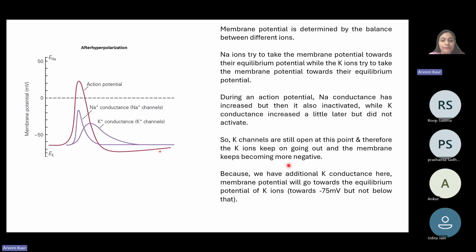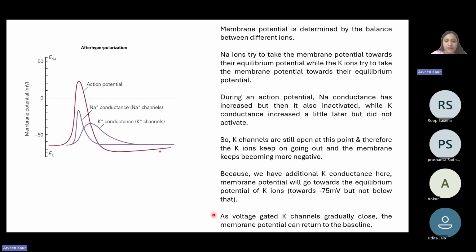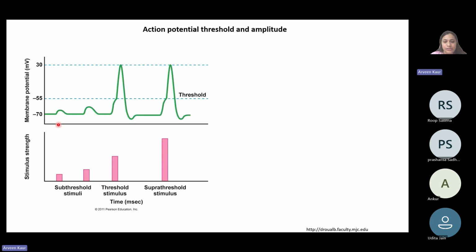Because we have additional potassium conductance here, the membrane potential will go towards the equilibrium potential of potassium, which is minus 75, but not below that. It will only touch minus 75, because the thing causing it to go to minus 75 is the potassium ion itself. As voltage-gated potassium channels gradually close, the membrane potential can return to the baseline. So this is what happens. This is near minus 70, and this is minus 55, which is the threshold for this kind of neuron.